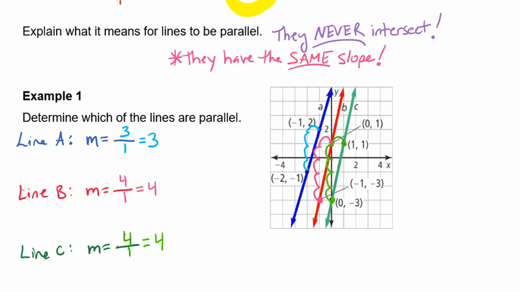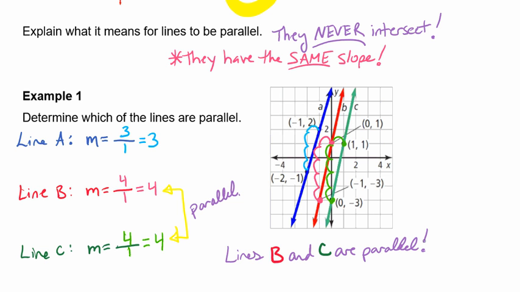And so we can see that these 2 lines right here are going to be parallel. So we can say that lines B and C are parallel. And we know that because they have the same slopes.